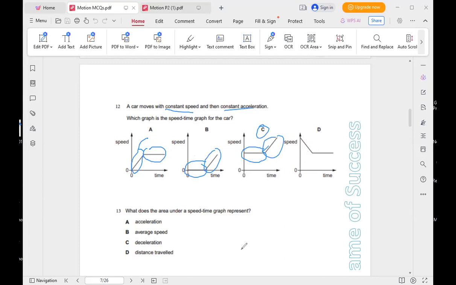What about the 13? 13 says, what does the area under the speed time graph represent? Distance traveled.